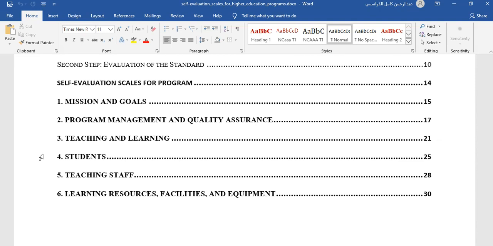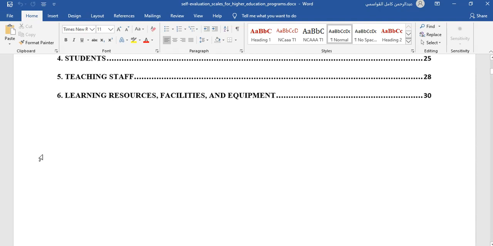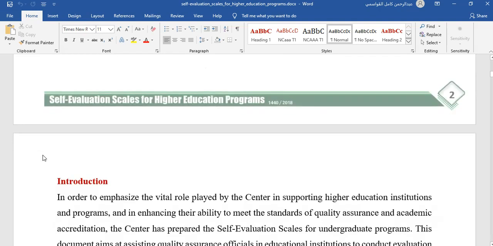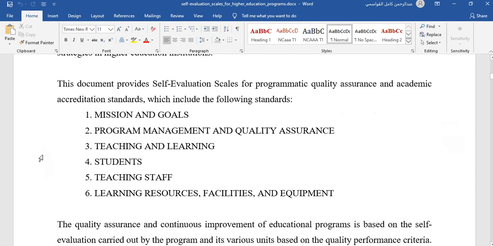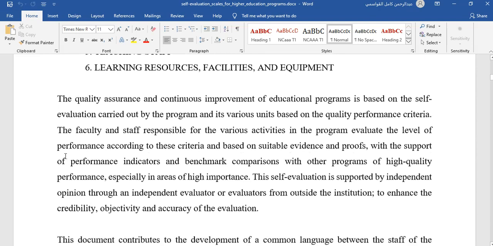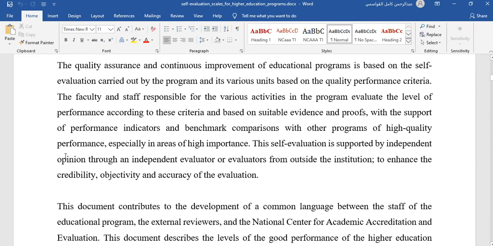The self-evaluation scale should be filled based on evidence. So, this document provides self-evaluation scales for programmatic quality assurance and academic accreditation standards. The quality assurance and continuous improvement of an educational program is based on the self-evaluation carried out by the program and its various units based on the quality performance criteria.